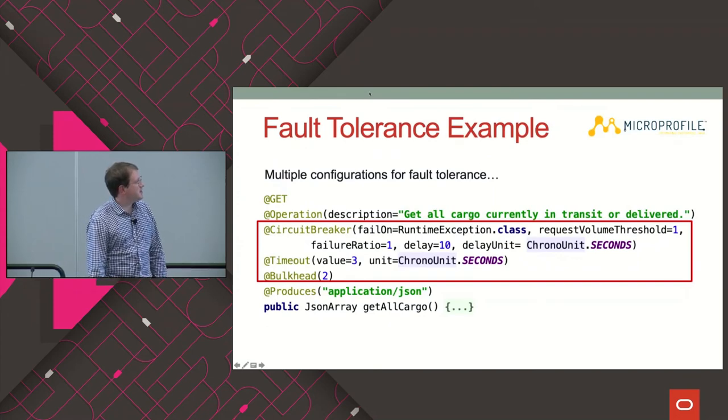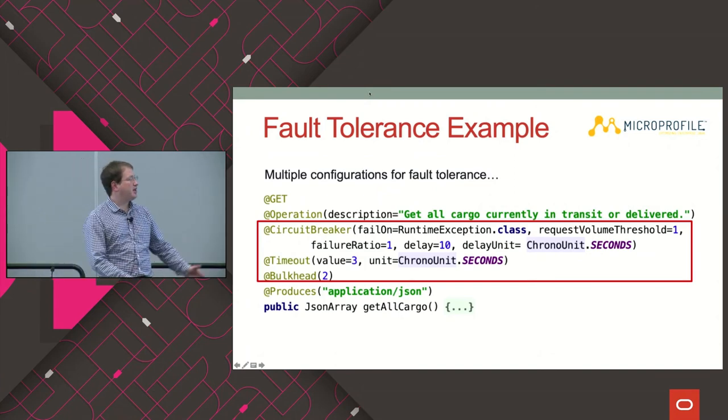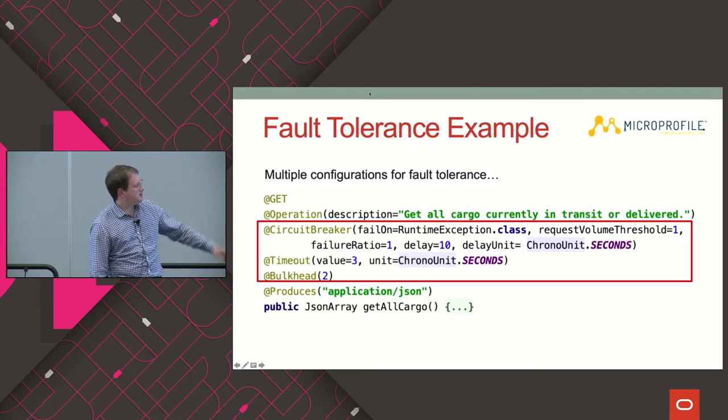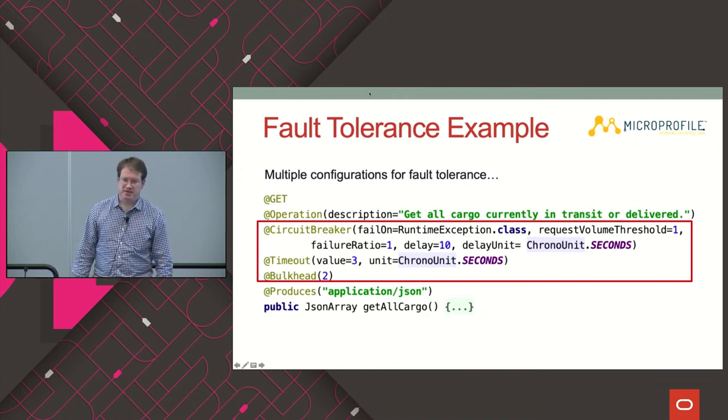This is a fault tolerance example right here. All of these annotations that I've just covered, you can actually use together. It's not that you get retry or you get fallback; you can hook them all together to build up a really complex failure handling. In this case right here, we have a circuit breaker that fails on a runtime exception class. The threshold is 1, so if one of them fails, we have a delay of 10 seconds. We have a timeout. That was the other thing I haven't covered yet. We can say basically fail if the service takes too long to respond, right? So that's another, yes.